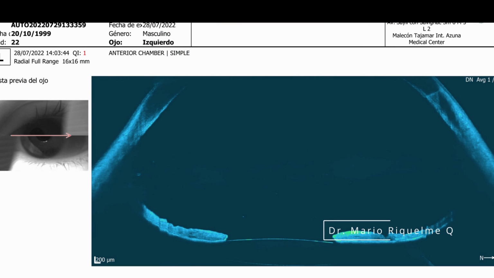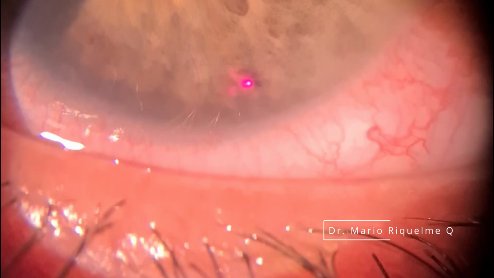This is an OCT image of the anterior chamber. We can see the atrophy of the mid-periphery of the iris, and we can see how deep the chamber was and how the iris is pushing back on the anterior surface of the lens of the IOL. So this tells us that there is a high pressure in the anterior chamber.